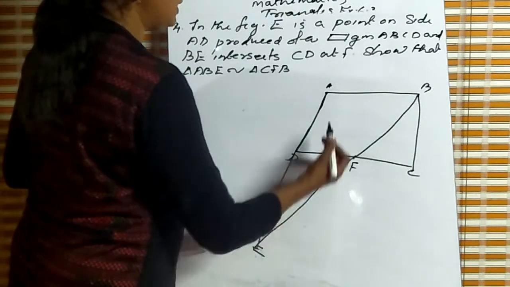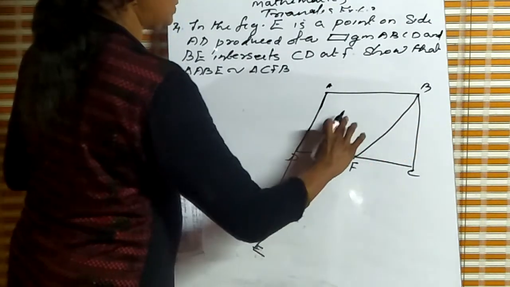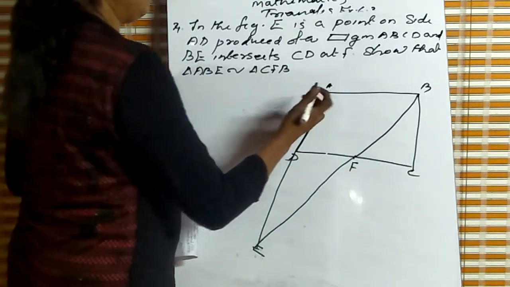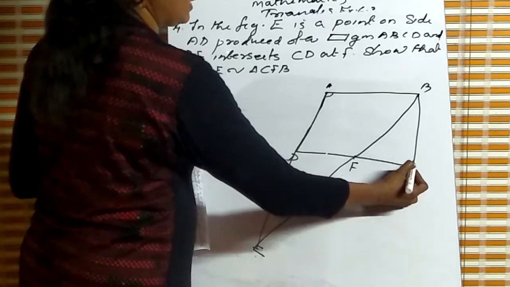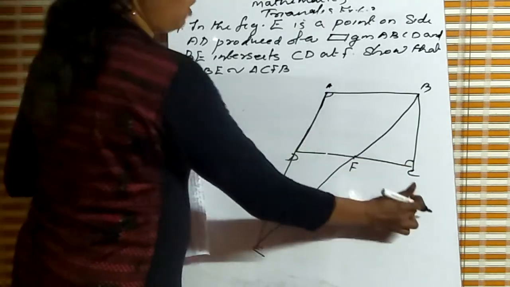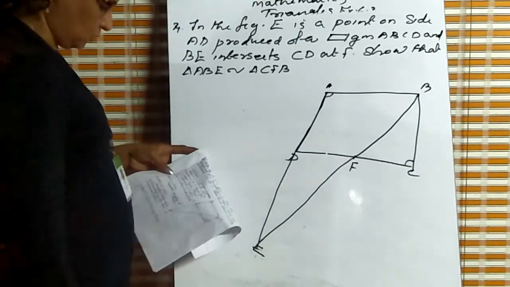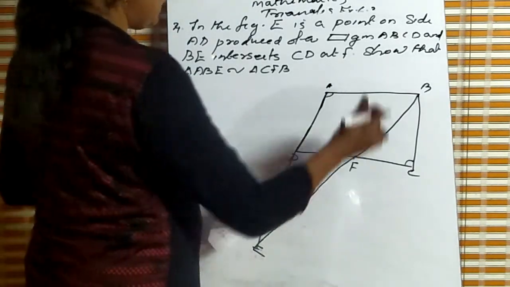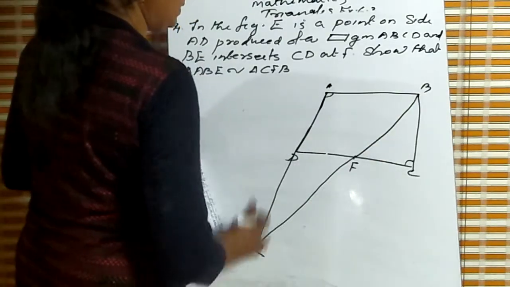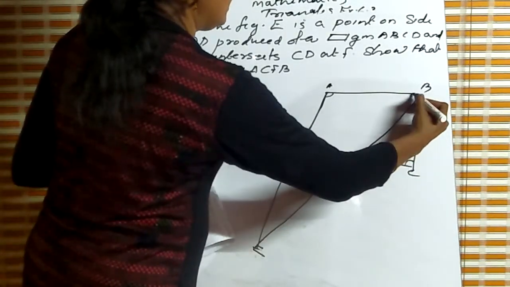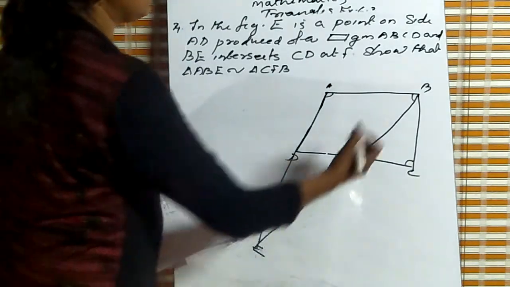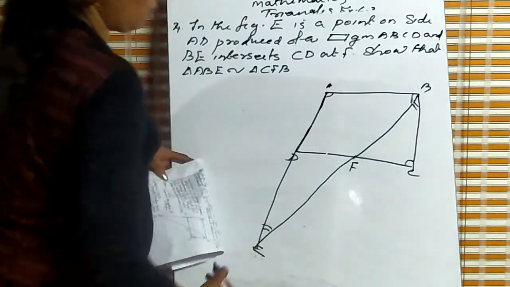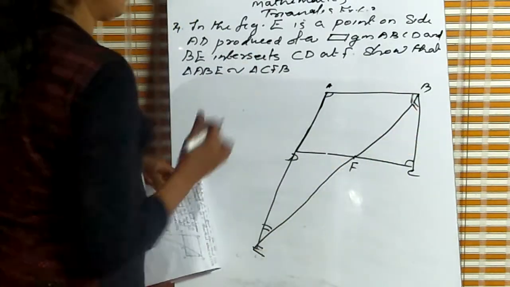Show that triangle ABE, this large triangle, and CFB, these two triangles are similar. For that, ABCD is a parallelogram. So these two angles are equal, opposite angles of a parallelogram. Next, the parallel sides are intersected by the transversal BE. So these two angles are equal.